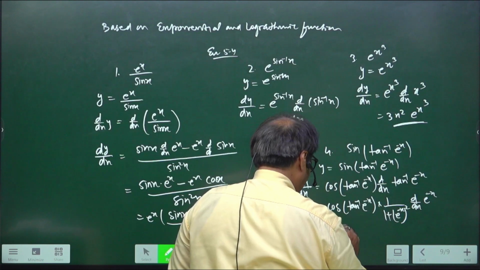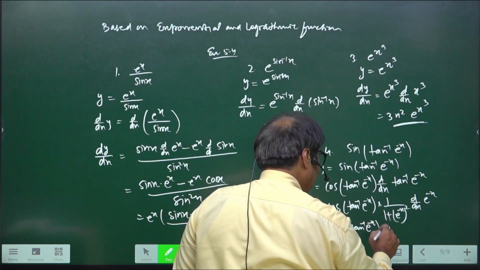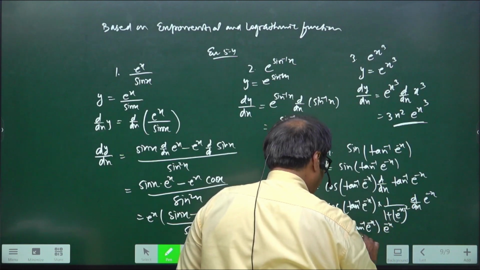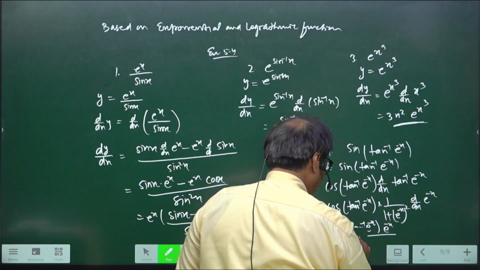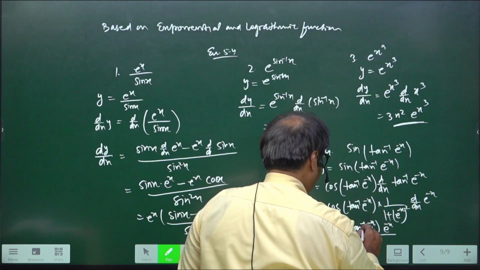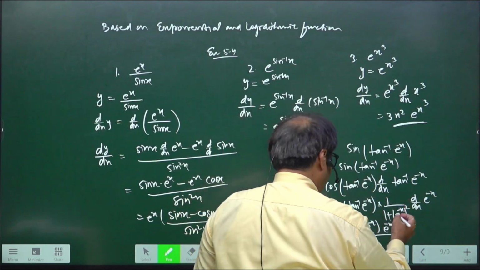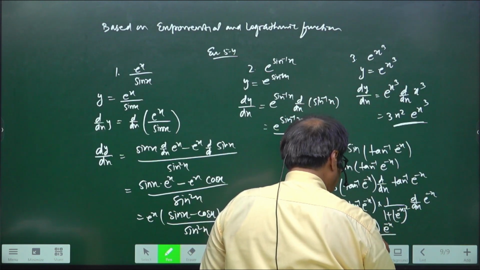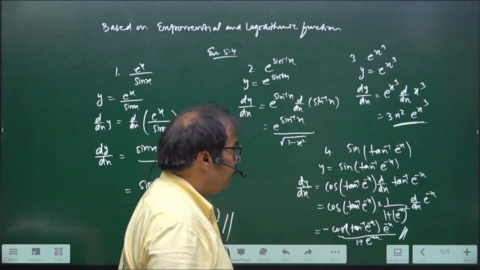So minus cos of tan inverse e raised to minus x into e raised to minus x upon 1 plus e to the power minus 2x. So we may leave it up to here. Okay.